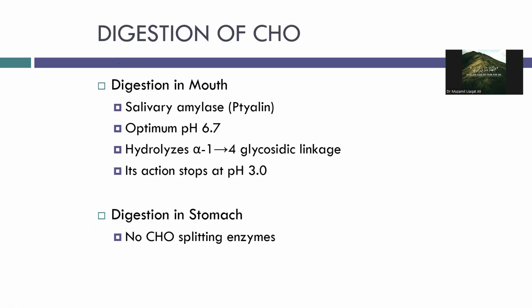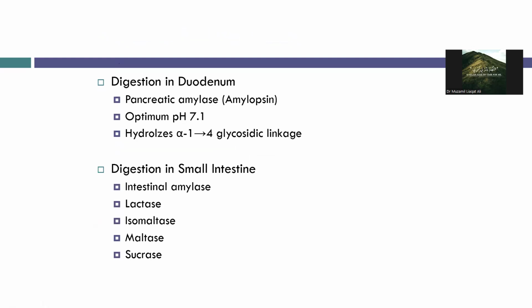So, next is the stomach. No carbohydrate splitting enzymes are present in the stomach. The acidic environment, with a pH of approximately 1 to 3, completely stops salivary amylase activity. This slide emphasizes that gastric secretion is irrelevant for carbohydrates, a common point tested in exams, right?